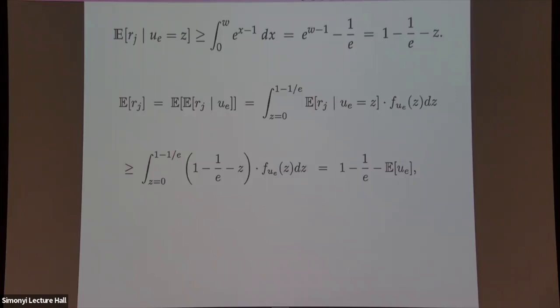Now we are home free because we take UE to the other side and we note that UI is at least as large as UE. So we got the lemma proven.